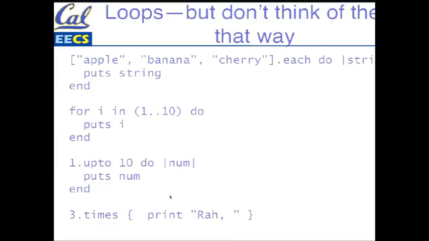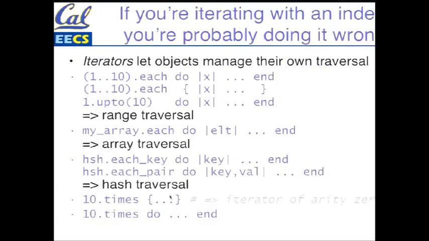OK, so these all kind of look like loops. But in fact, they're really all manifestations of a single underlying mechanism that's considerably more general. And the way that I usually sum this up is, if you find yourself writing explicit iteration with an index, like a for i loop, you're probably doing something wrong. Because the idiom in Ruby is to use iterators that allow objects to manage their own traversal. So again, if you're coming from the Java world, this is going to seem a little bit inside out. And we'll do a direct comparison in a moment.